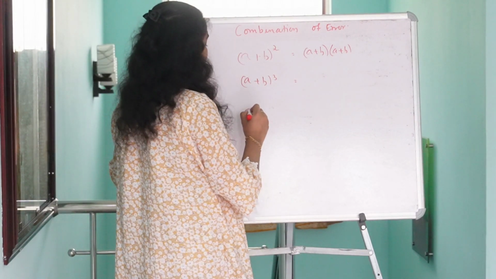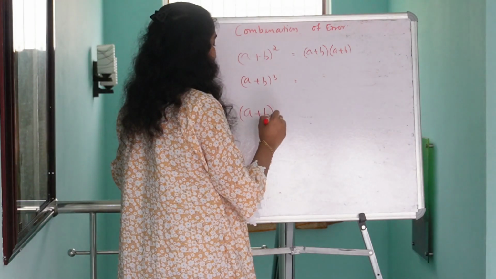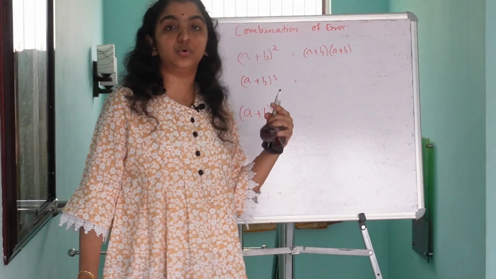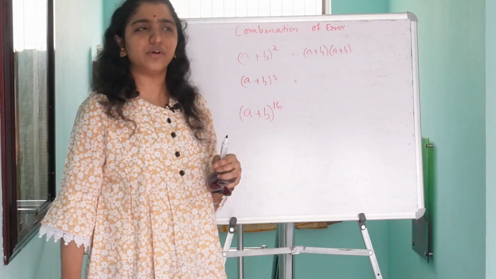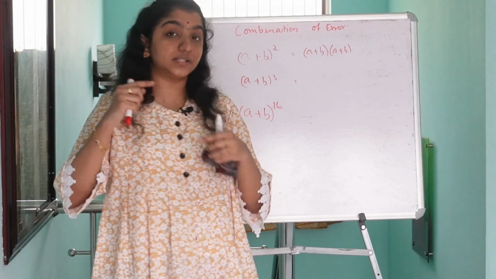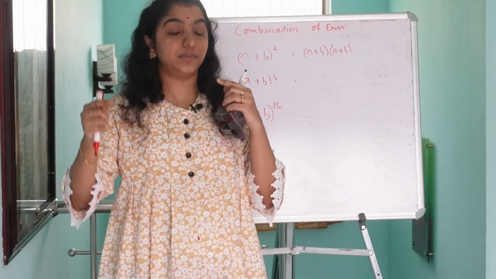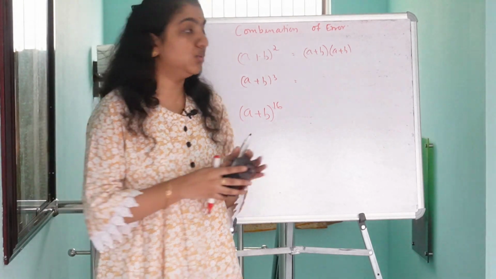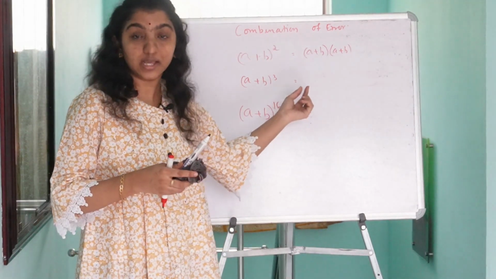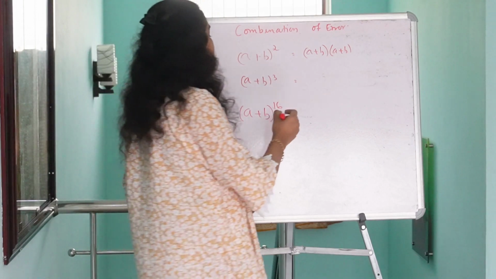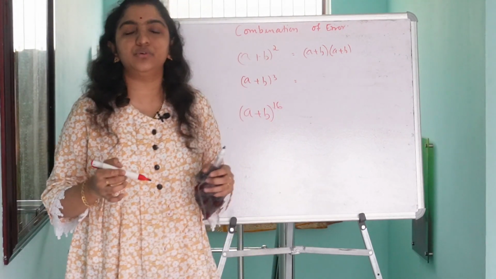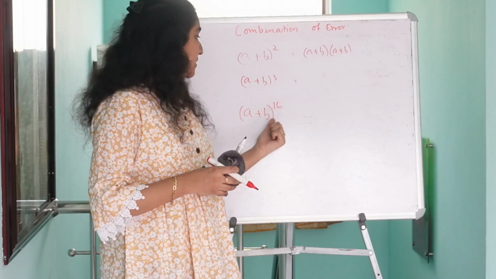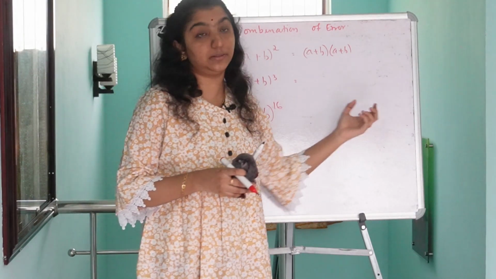Suppose you are asked to find a plus b the whole power 16. How do you find it? You have to find a plus b the whole square, then a plus b the whole cube, then a plus b the whole power 4. Likewise, it goes on up to a plus b the whole power 16. It is very hard to find it in that method.